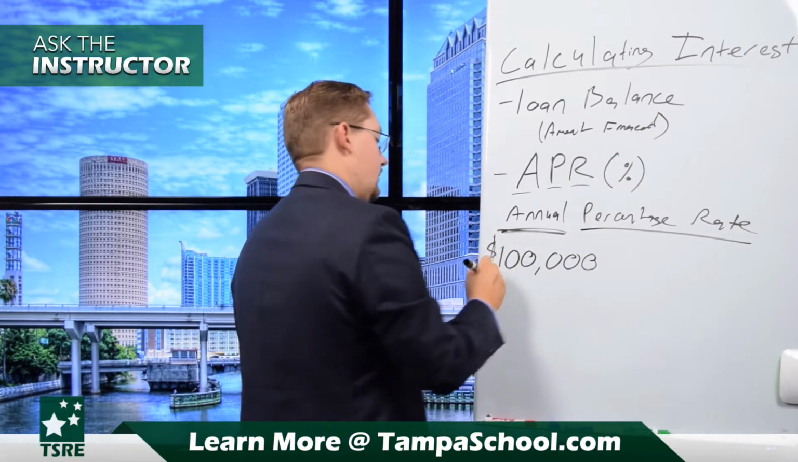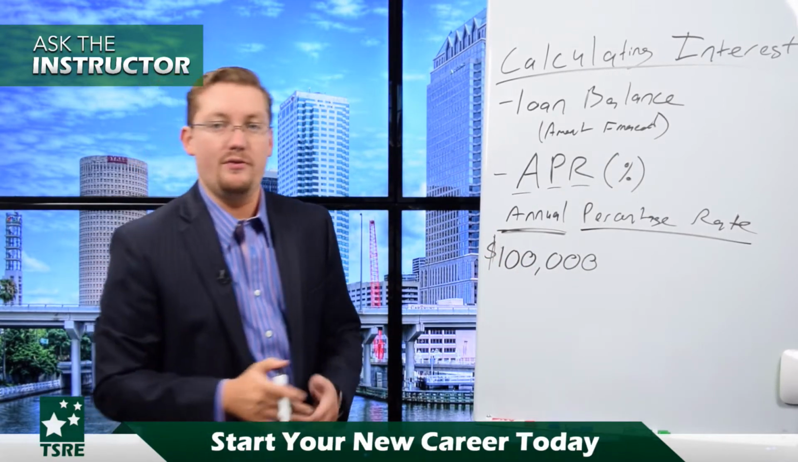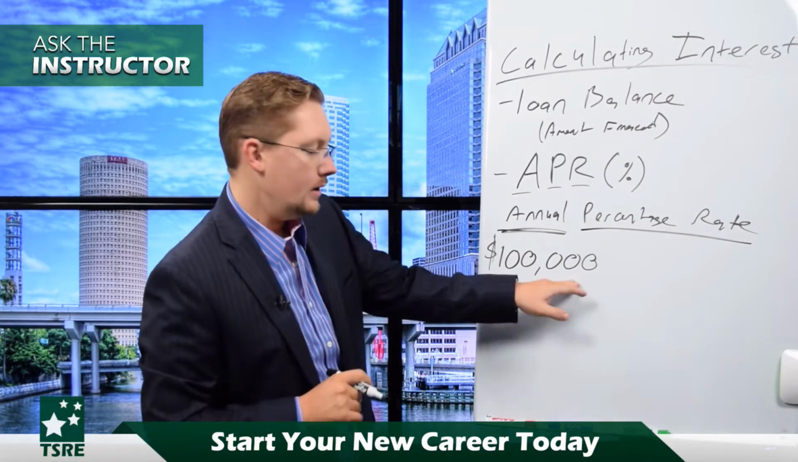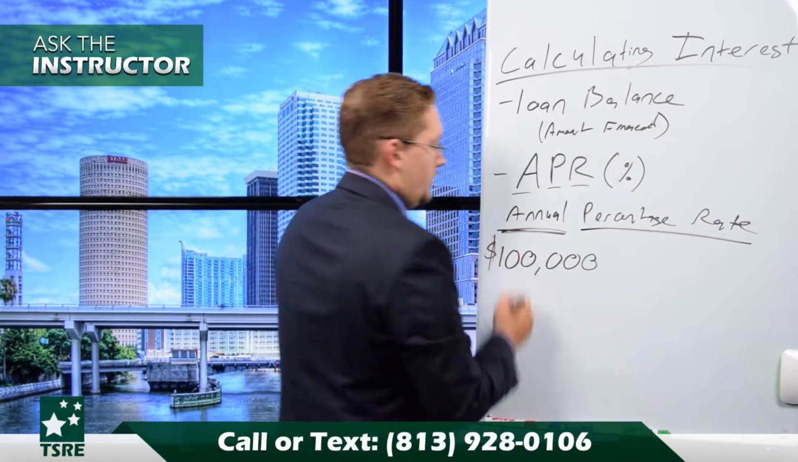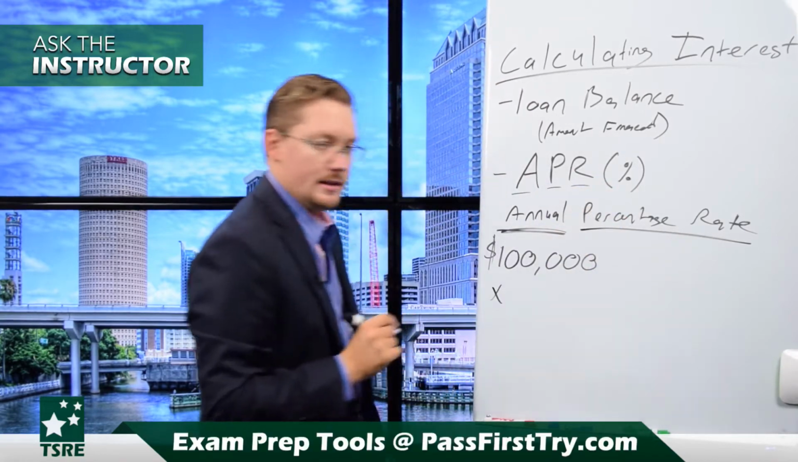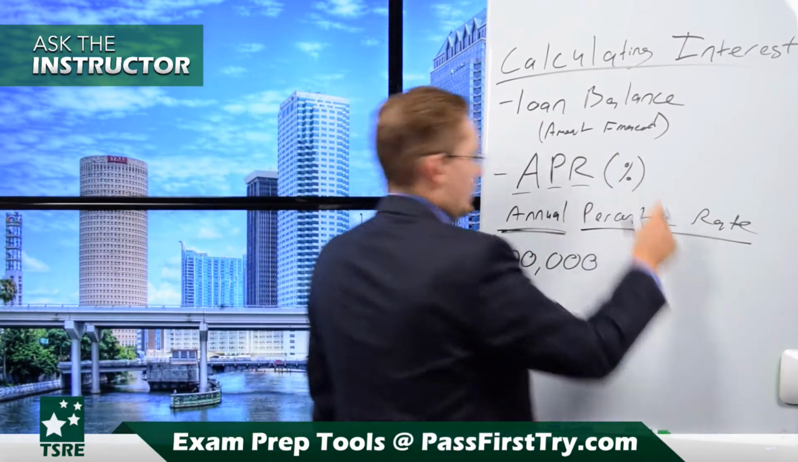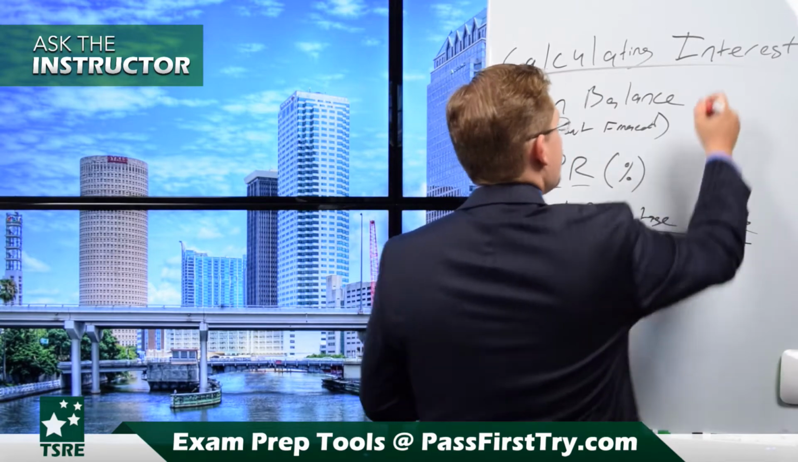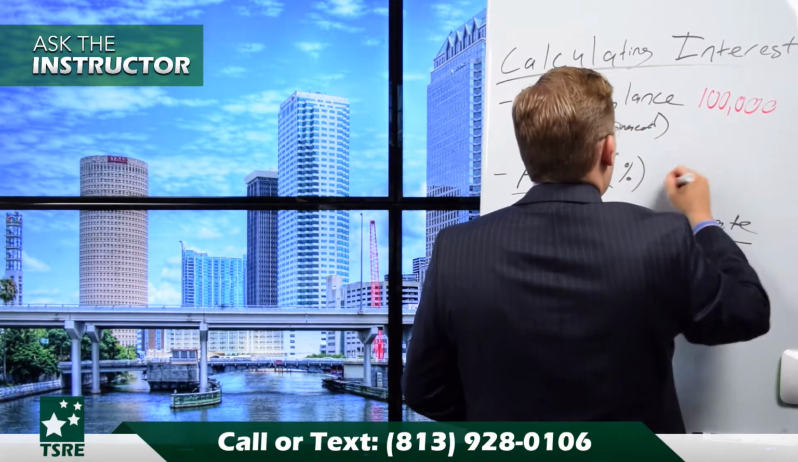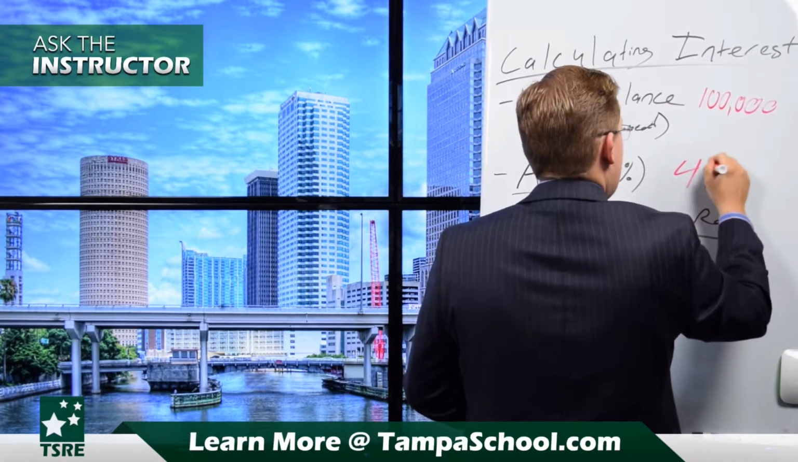So if we took out a loan, whether it's a mortgage or some sort of financing, it's all calculated the same way with compound interest. You take that loan amount and multiply it by whatever the APR is. So let's say, and we'll fill in these numbers up here, our loan balance is $100,000. Let's say our APR is 4%.